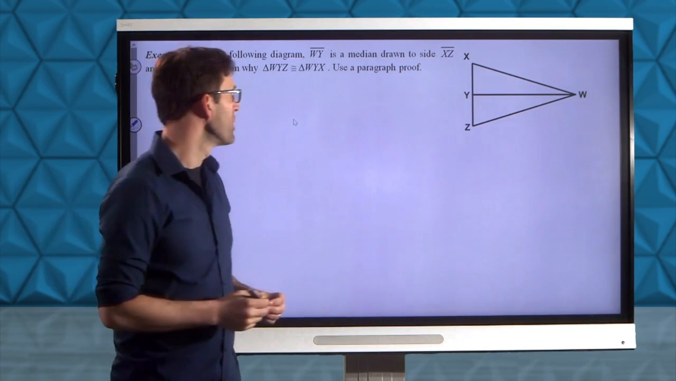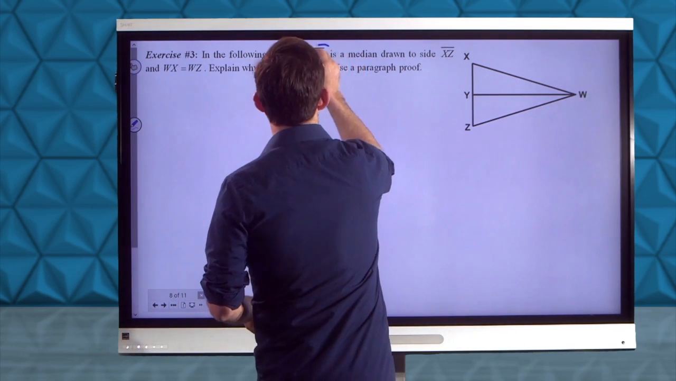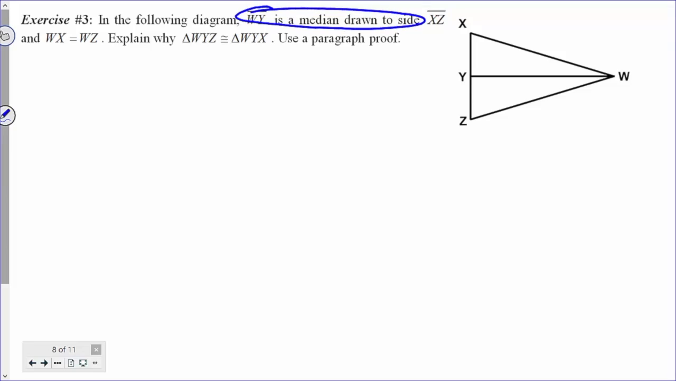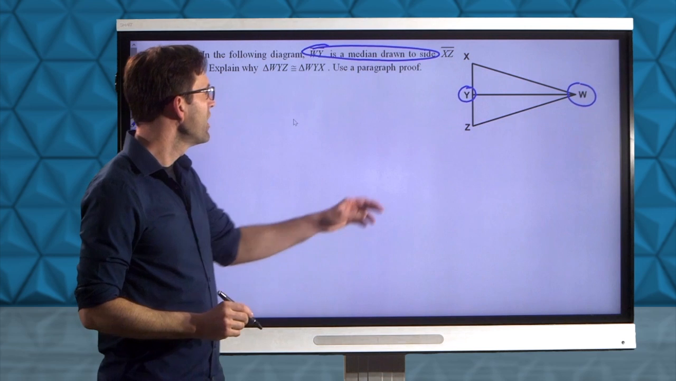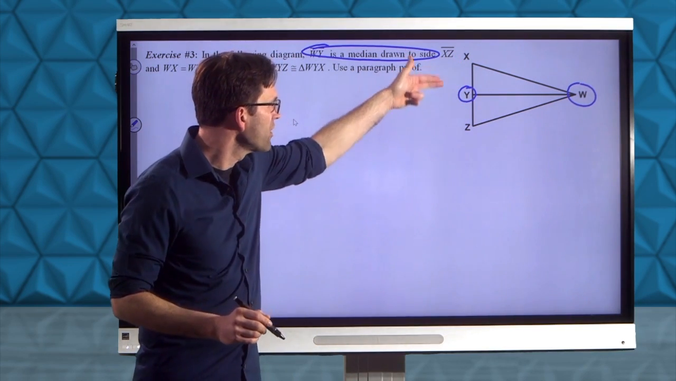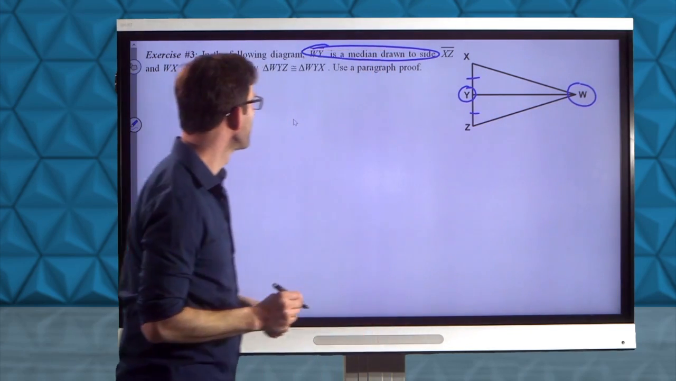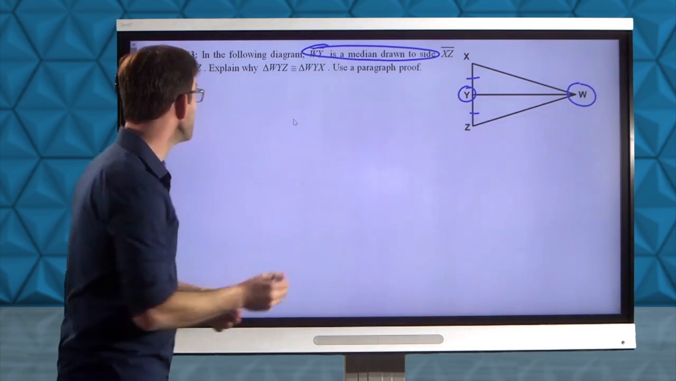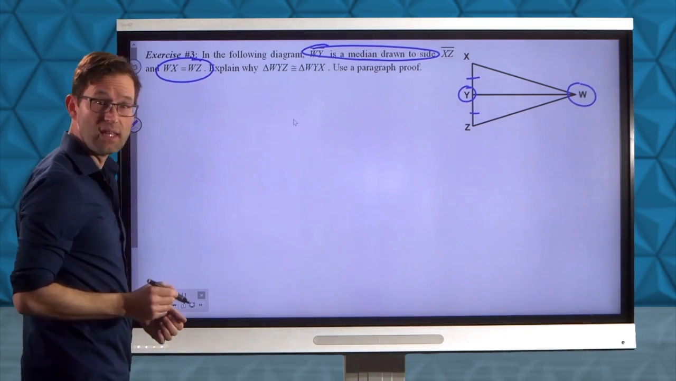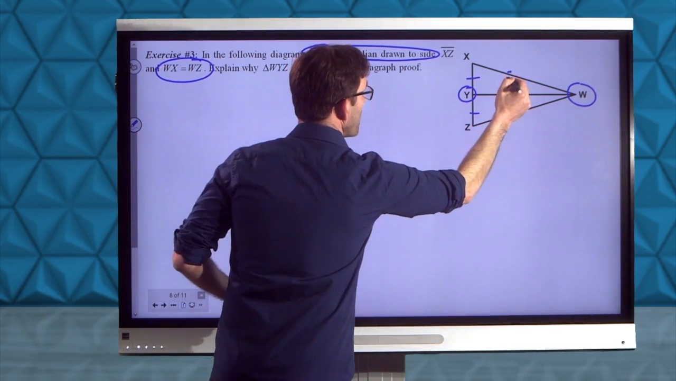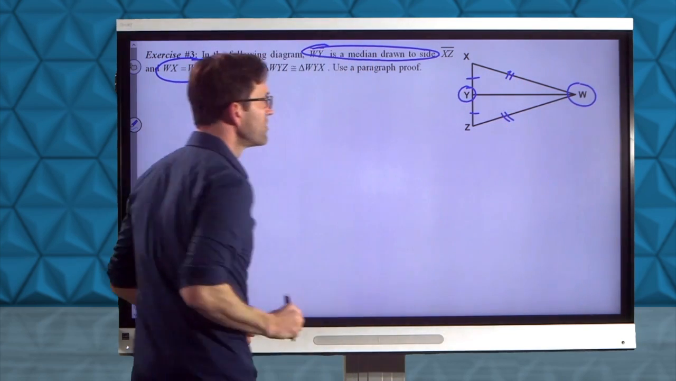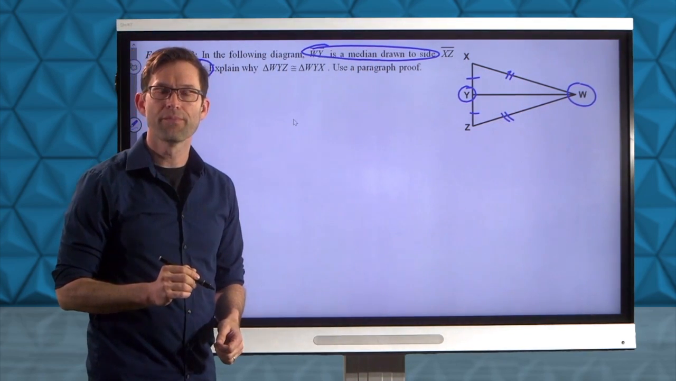First, let's mark up the diagram a little bit. We're told that WY is a median drawn to XZ. Now remember what a median is. A median is a line segment that goes from a vertex to the midpoint of the opposite side. In other words, Y must be the midpoint of XZ, so this side must be congruent to that one. The next given's pretty easy. WX is just equal to WZ. So I'm going to put a double slash through that. WX is congruent to WZ.